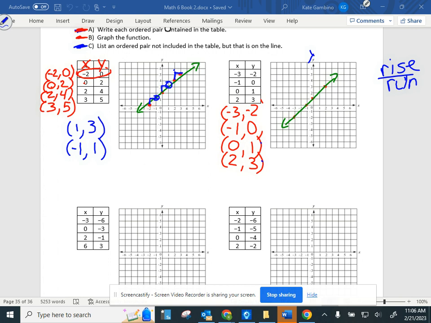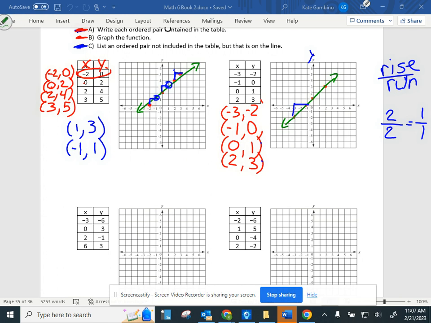Okay, so I could pick my first 2 dots. I go up 1, 2, over 1, 2. So my rise went up 2, my run went over 2. So if I simplify that, what is my rise over run? 1 over 1, because I can divide that 2 up. So now I'm going to use that slope, and I'm going to go to any point on my line and find another point that's not already on there, because that line goes on and on and on.